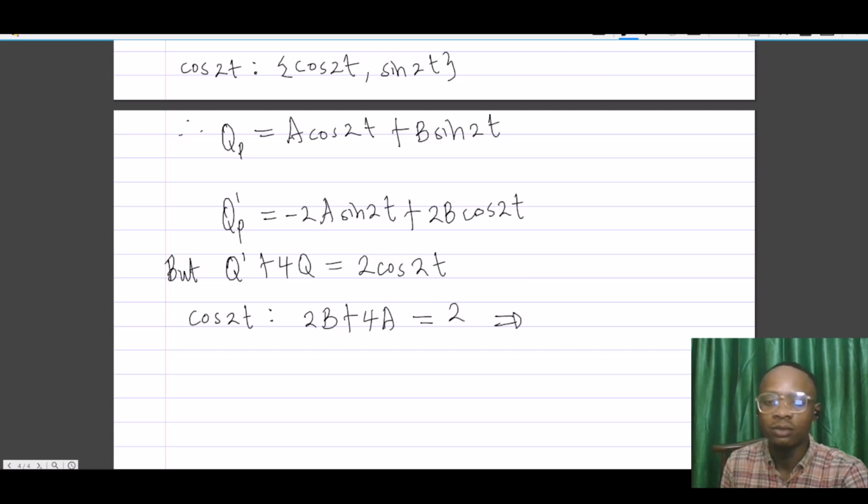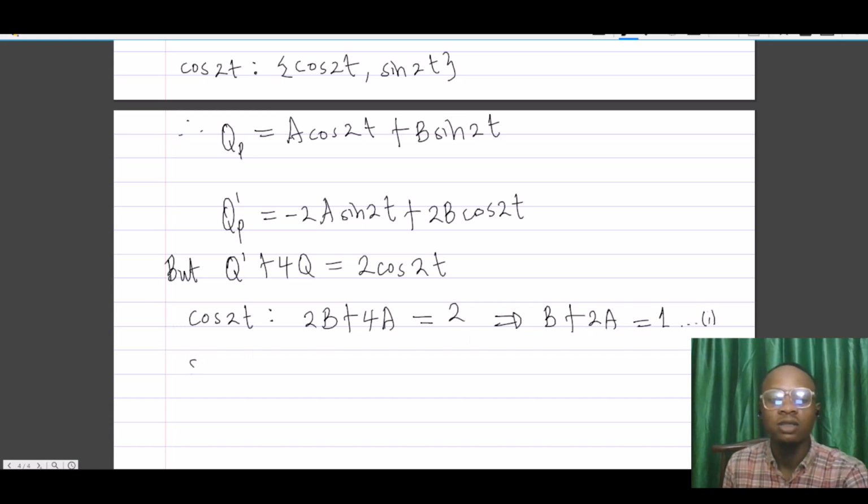When we divide through by 2, we will have b plus 2a equals 1. So let's keep that as equation 1 because we have two unknowns, we can't solve them yet.